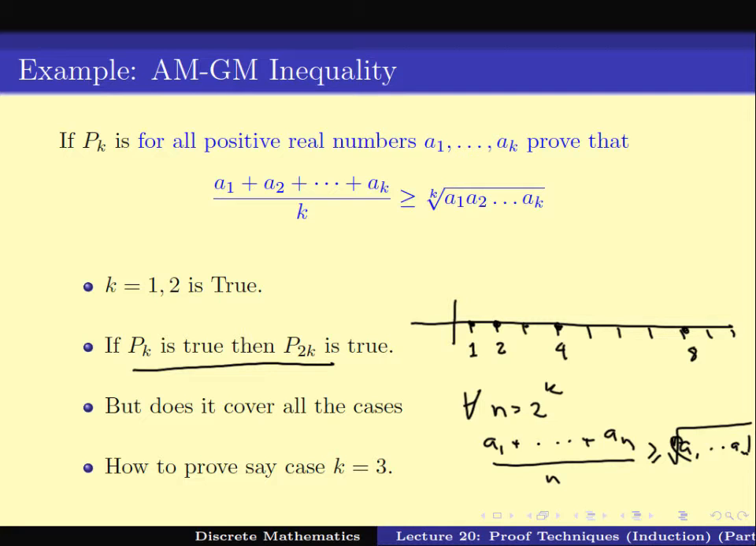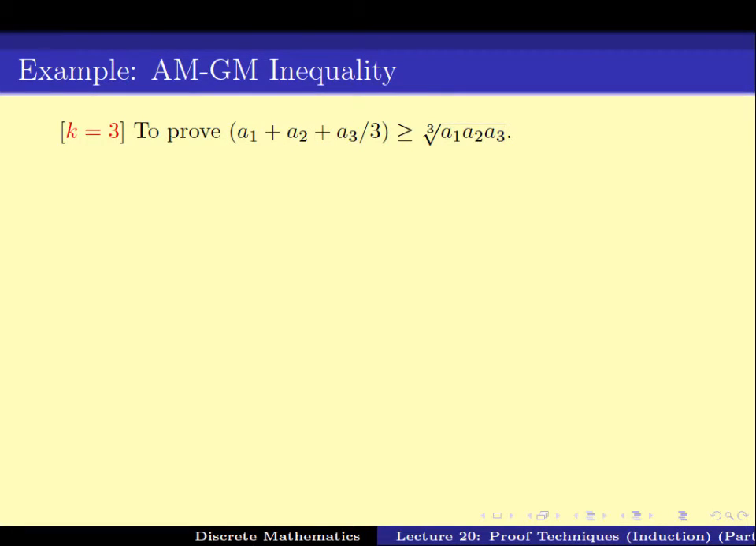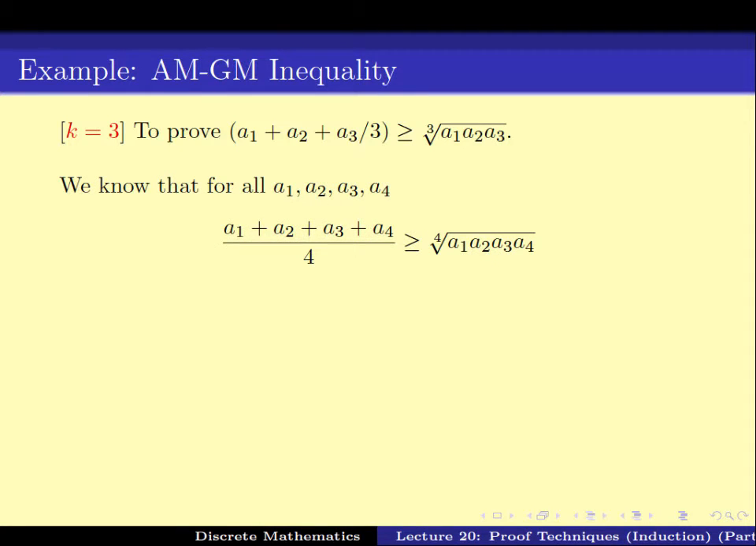So to understand, let's go back to the k equals 3 case, and let's see if I can prove P3 using any of the other Pk's. I told you earlier that I don't think this is a very easy thing to prove directly, but can we use something else? At this point, we know that for k equals 4 we have the solution, which means (a1 + a2 + a3 + a4)/4 is greater than the 4th root of a1 a2 a3 a4. Can I use the k equals 4 case to prove the k equals 3 case?